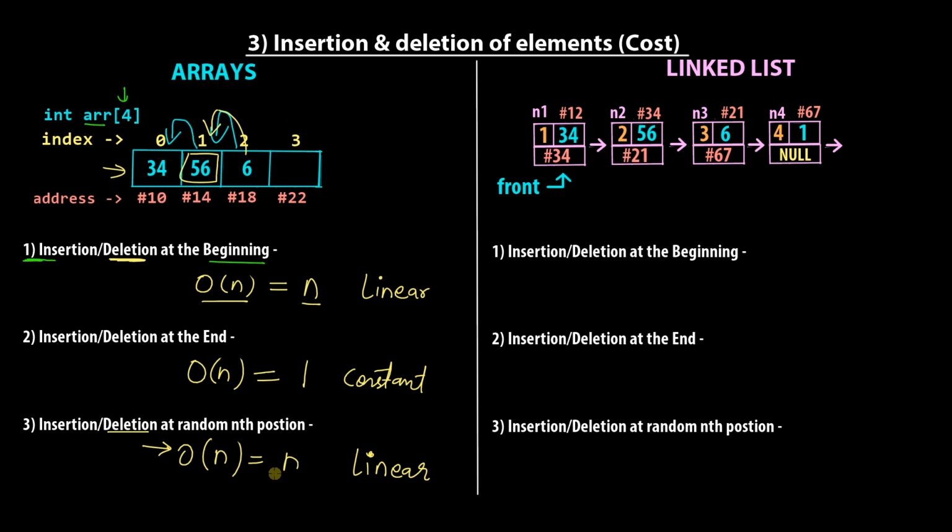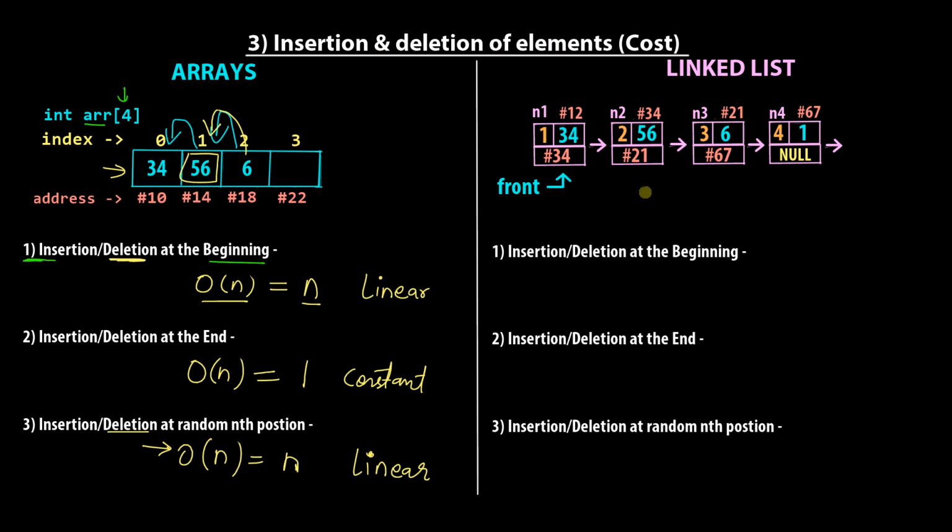So that's why it is also directly proportional to the number of elements ahead of that position, right? Hence it is also linear in nature, that is equal to n. So I hope I'm making sense. And now that we've completely computed the cost of insertion and deletion of elements in an array in these three different scenarios, let's see the cost of insertion and deletion of elements in a linked list.